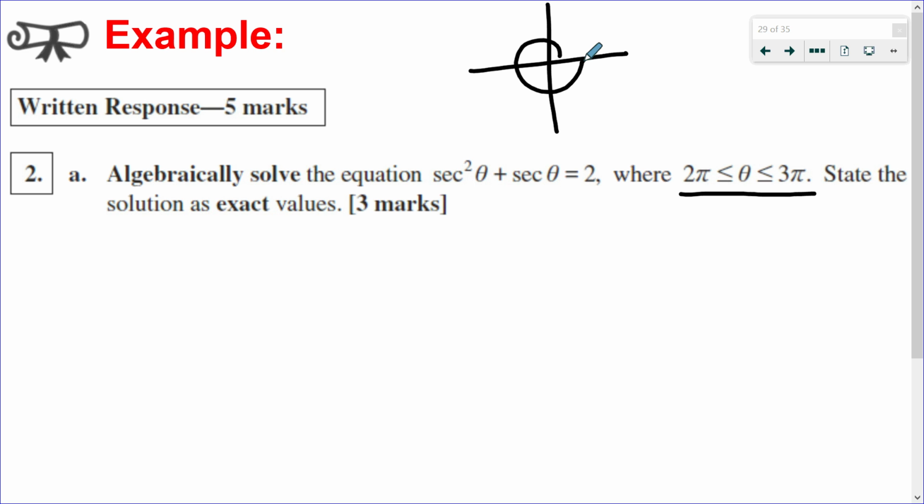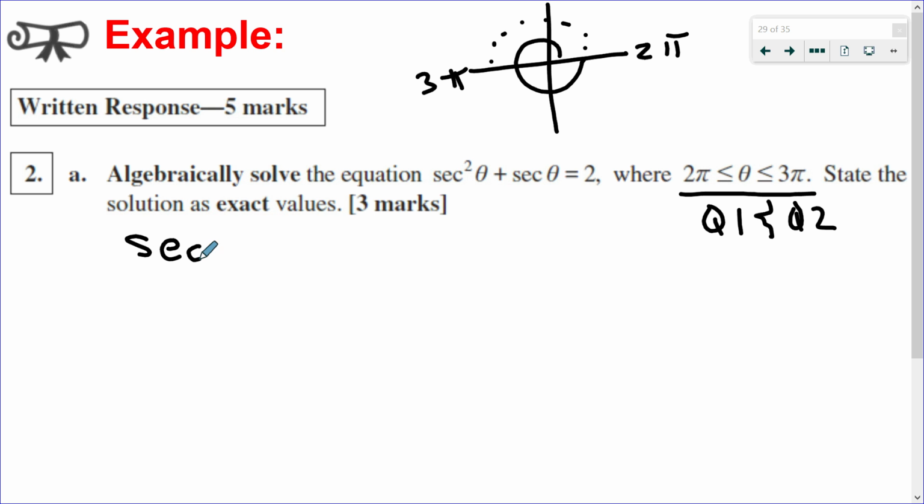So my solution is going to be, right now I'm at 2 pi, so it's going to be from 2 pi over to here, which is 3 pi. So basically my solution is just in quadrants 1 and 2. So quadrant 1 and quadrant 2. Okay, let's look at my question.